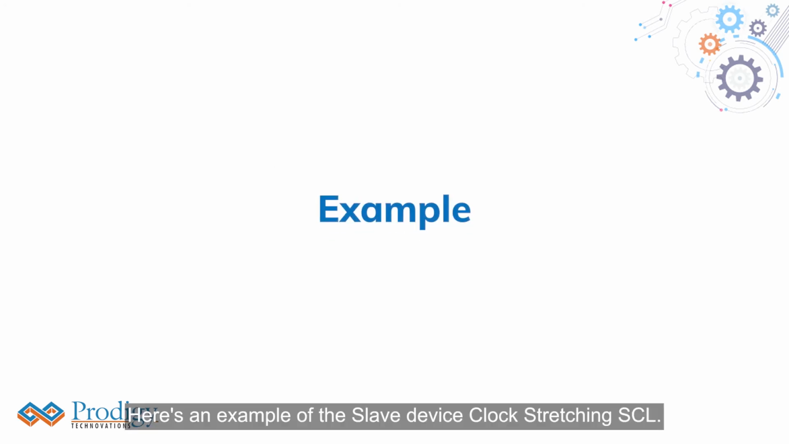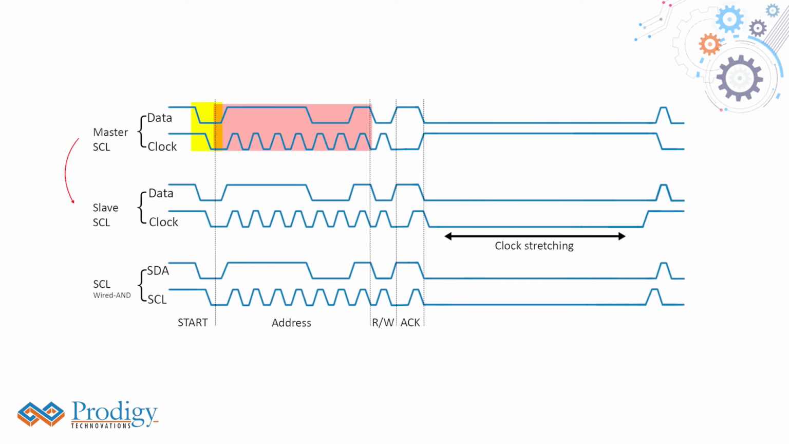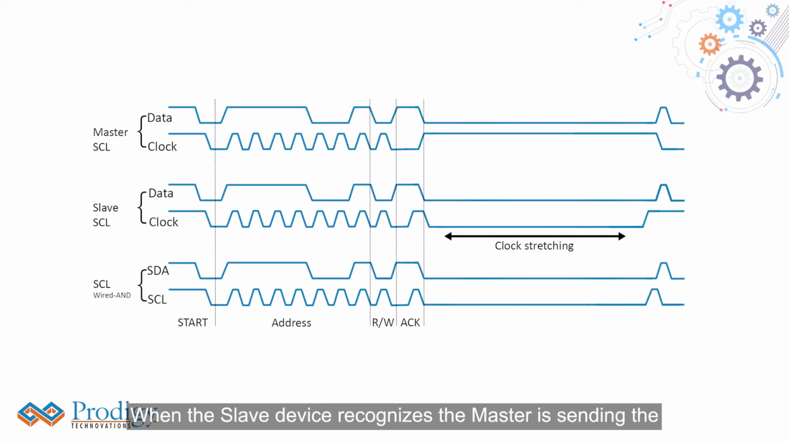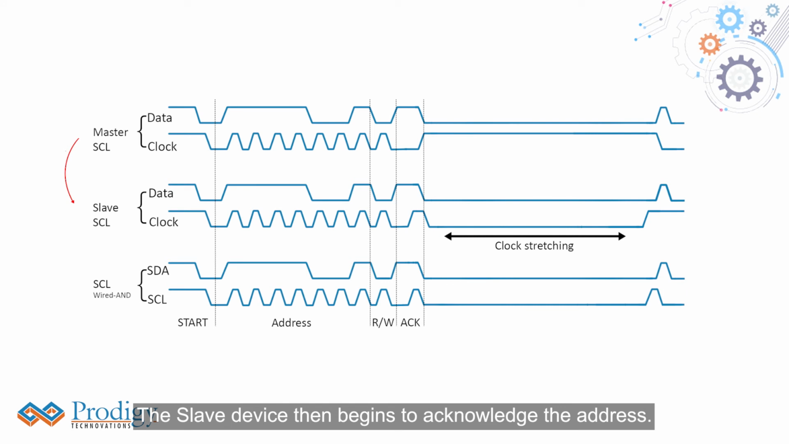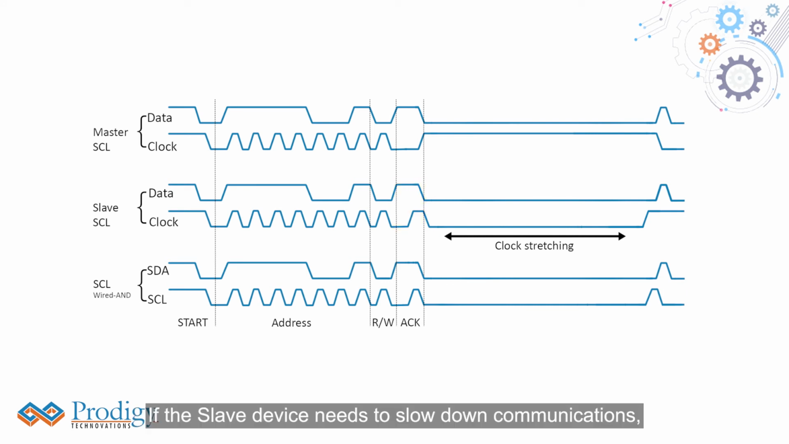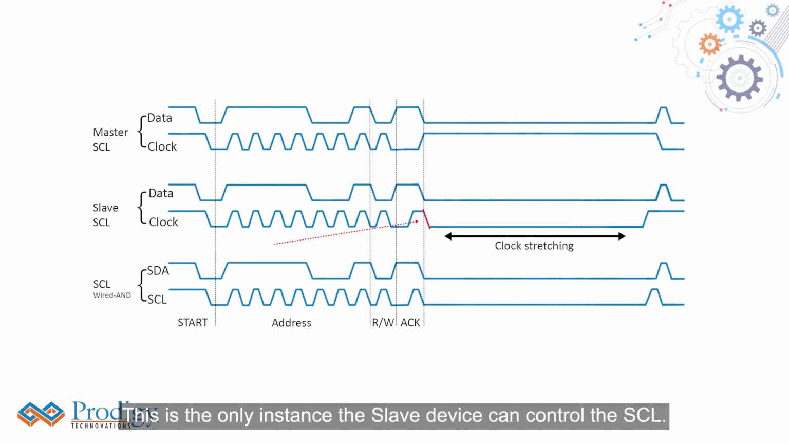Here's an example of the slave device clock stretching SCL. In this example, the master issues a start and sends the slave device address. When the slave device recognizes the master is sending the proper slave address, the slave device then begins to acknowledge the address. If the slave device needs to slow down communications, it can pull down on SCL. This is the only instance the slave device can control the SCL.